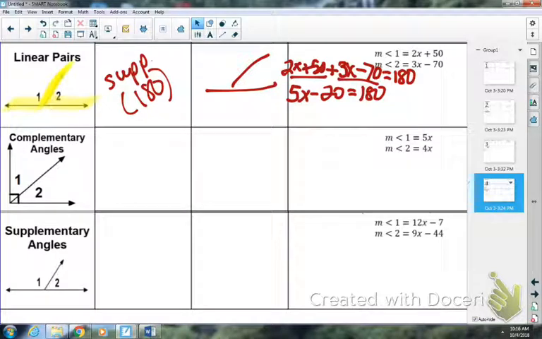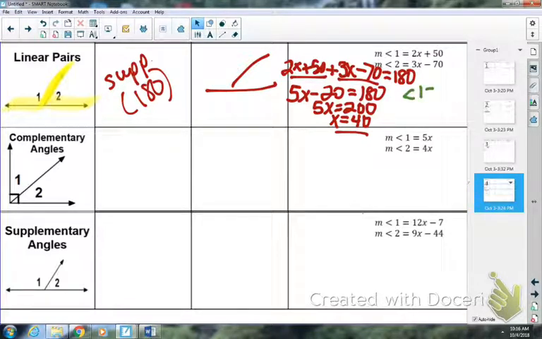So next I would add 20 to both sides. So what's 180 plus 20? 200. So what's x going to be? 40. So again, if I was just asked to find x and I could stop there, that would be my answer. But if it actually asked me to find the angles, I'd have to plug it back in.